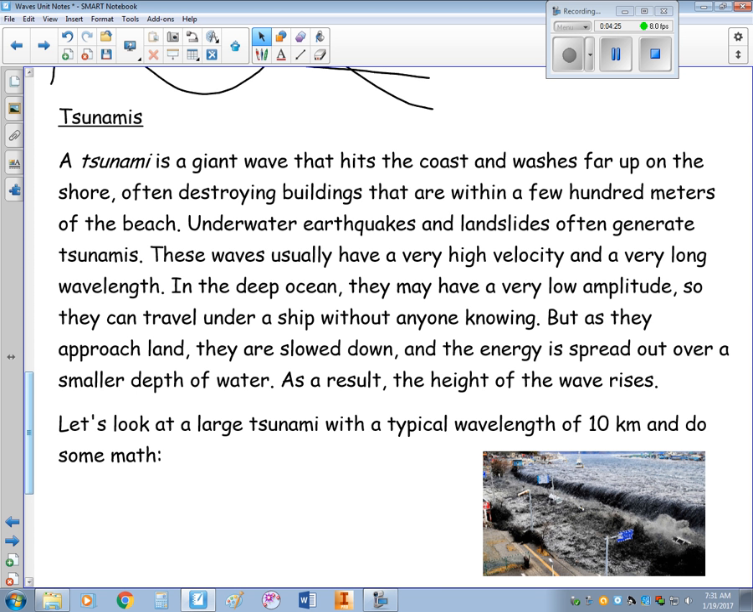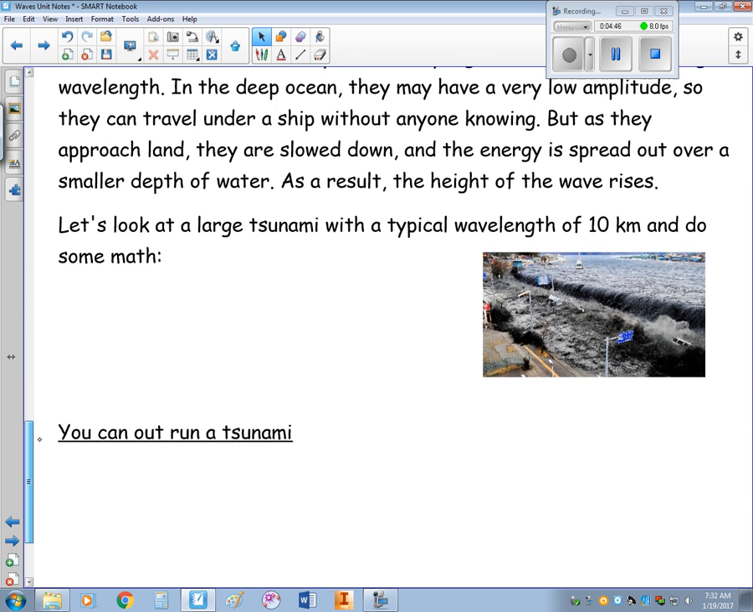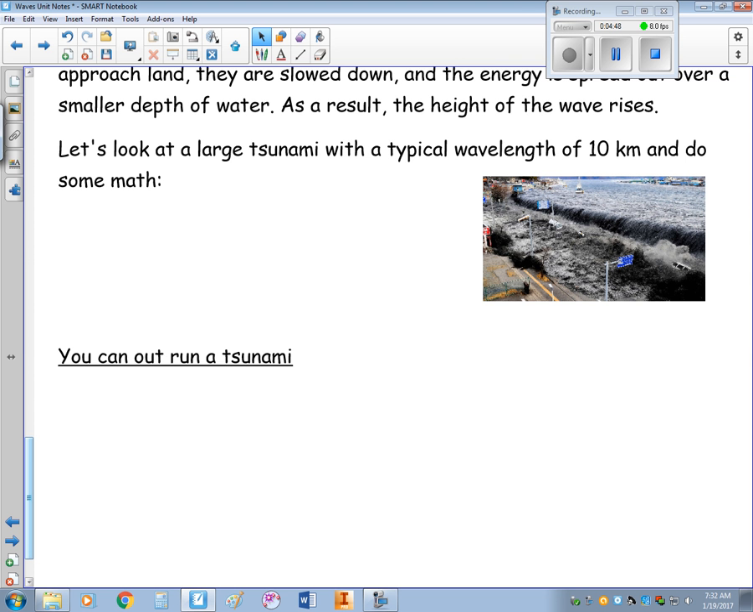The problem is, as the tsunami approaches land, it slows down, and that's because the water gets shallow. The energy then is spread out over a smaller depth of water, and as a result, the height or the amplitude of the wave rises. So a typical tsunami will have a wavelength of 10 kilometers.